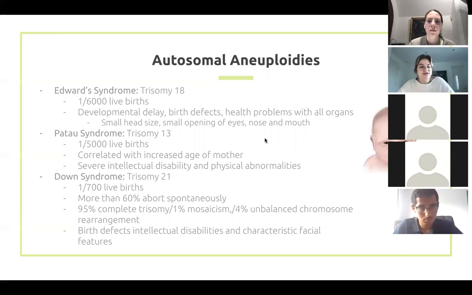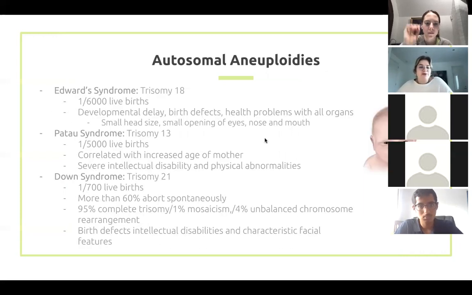What's important to see is that it says 95% are a complete trisomy, which means that it formed during meiosis. And then 1% is mosaicism, so that's the cases where it happens during mitosis. And then we'll have a look at chromosome rearrangement in a little bit.